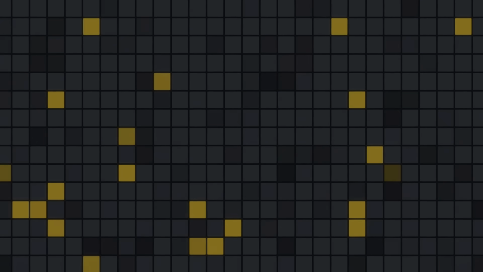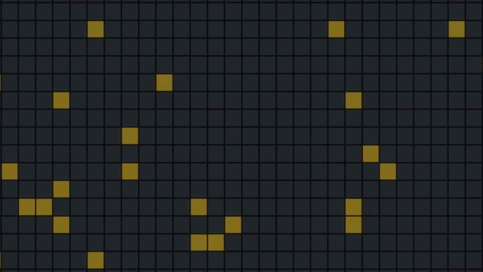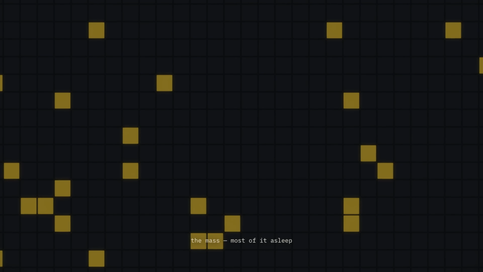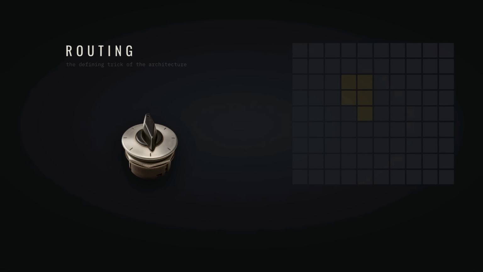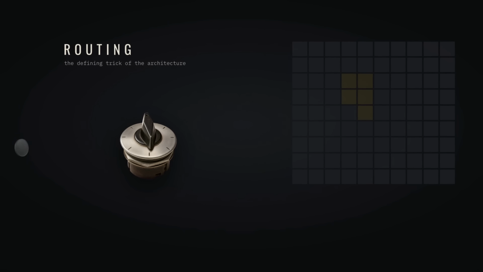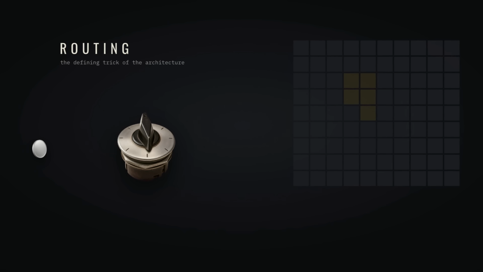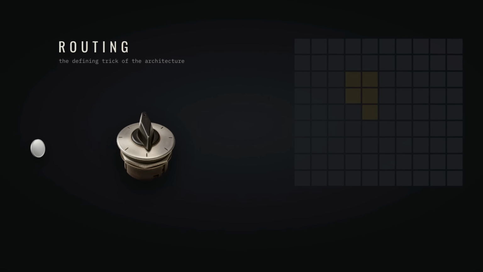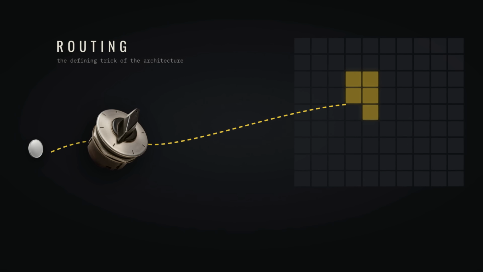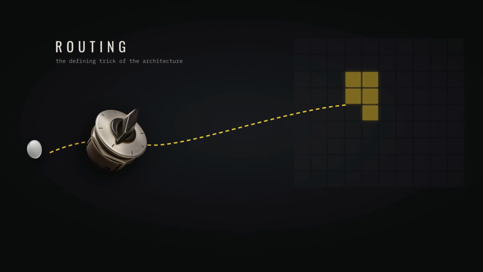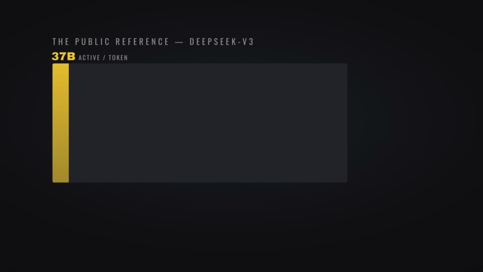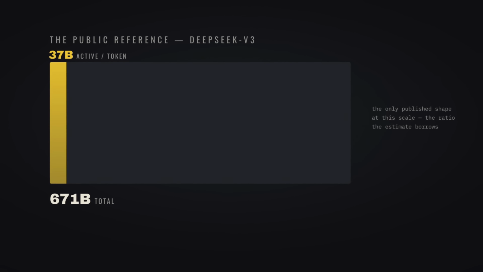In a mixture of experts model, not all of that memory actually has to be doing something at once. The defining trick of this architecture is routing, which means instead of firing every single parameter for every single token, the model sends each piece of work to a small, specialized subset of its experts, while the rest stay quiet. DeepSeek V3 is the public reference for this shape, lighting up just 37 billion active parameters per token out of its 671 billion total.